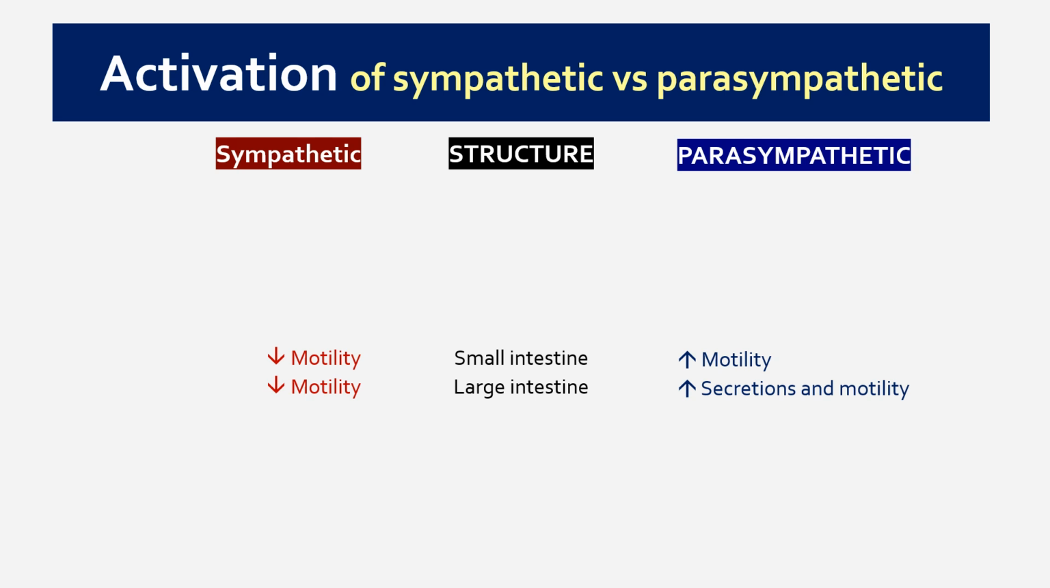When we look at a couple of regions of the GI tract, the small and large intestine, activation of the sympathetic system turns down gut motility, activation of the parasympathetic system turns it up, and in the case of the large intestine, increases the release of gut secretions to assist with digestion.